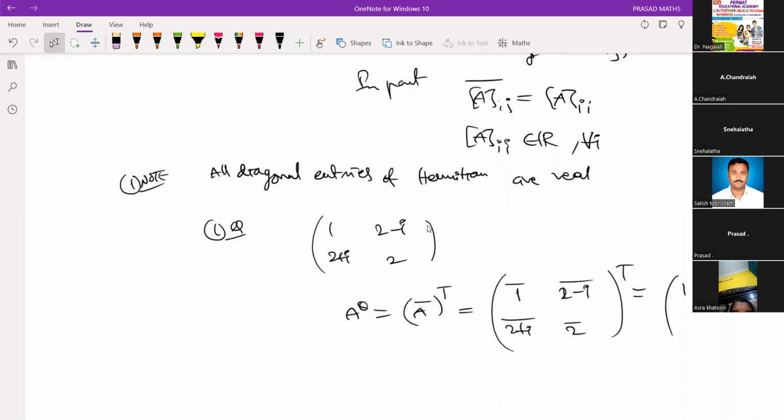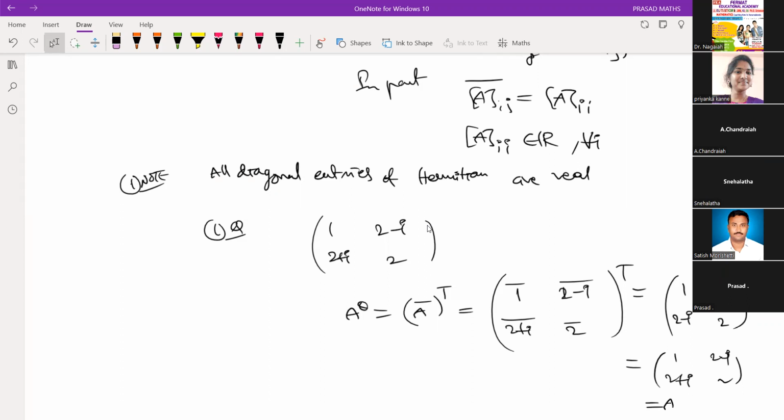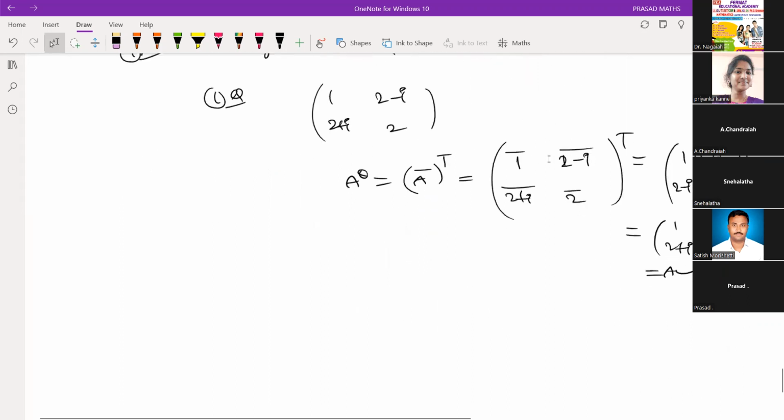This 2 minus i bar is nothing but what? The conjugate of this is 2 plus i. The conjugate of this is 2 minus i. This is 2 itself, transposed. But this is exactly the same as the matrix 1, 2 minus i, 2 plus i, 2. This is A. Therefore, it is Hermitian.